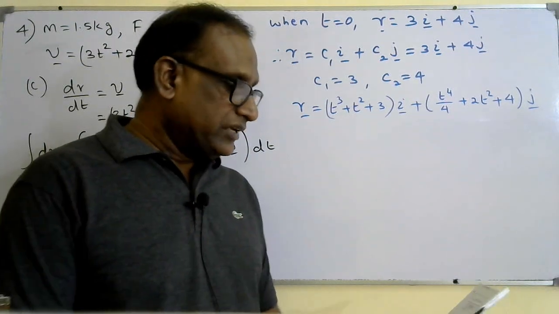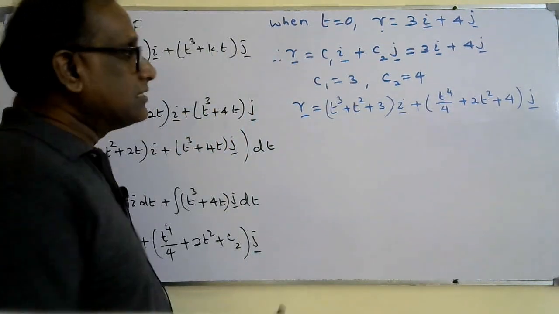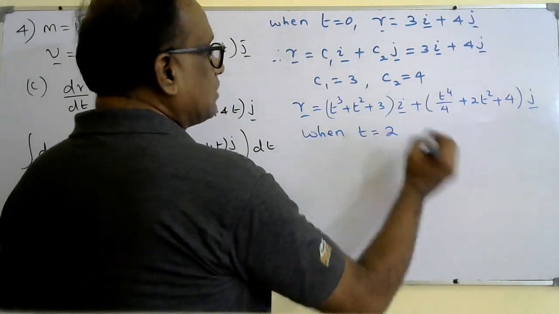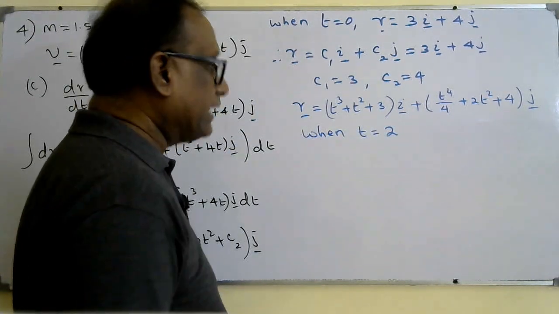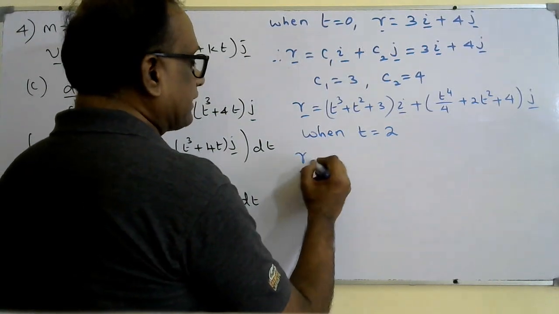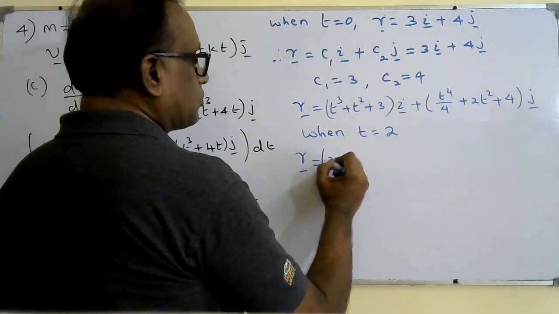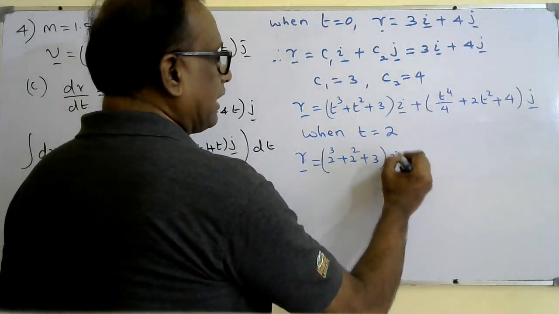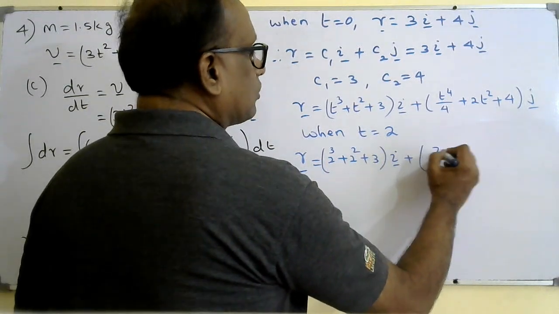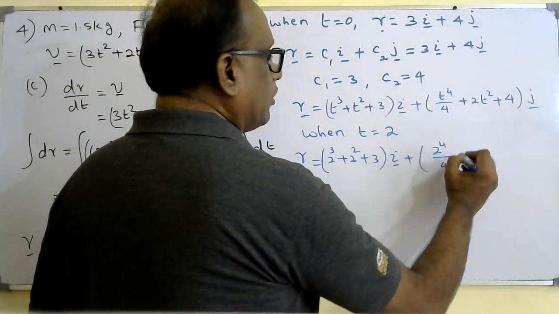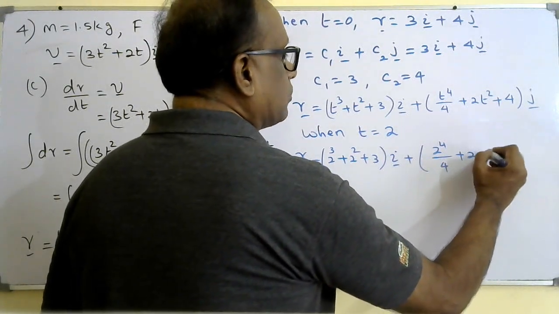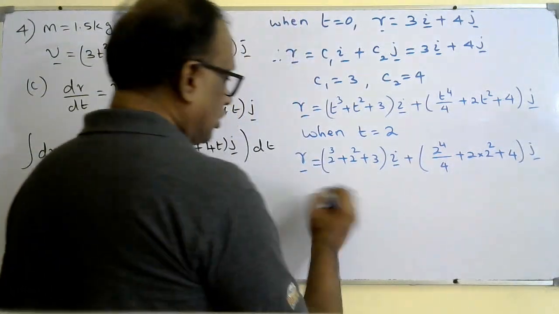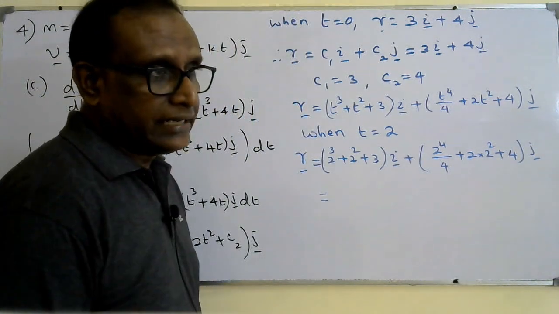Now the question is, we need to find the position vector when t equals 2. So when t equal 2 means 2 seconds, the position vector, we are going to substitute 2 there. So 2 to the power 3 plus 2 squared plus 3 i, plus 2 to the power 4 over 4 plus 2 into 2 squared plus 4 j. Solve it, you will get the position vector at time t equal 2.